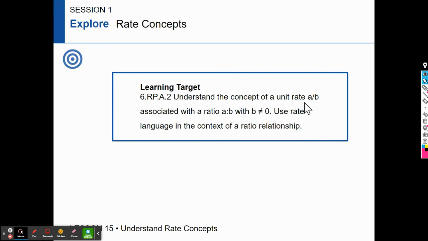Understand the concept of a unit rate, A over B, and associate that with a ratio A to B. So if you're given a ratio A to B, you should be able to write that as a rate of A over B as a fraction, with B not being zero. Use rate language in the context of a ratio relationship. So we're still talking about ratios, and we're going to use those ratios and apply them to a rate.